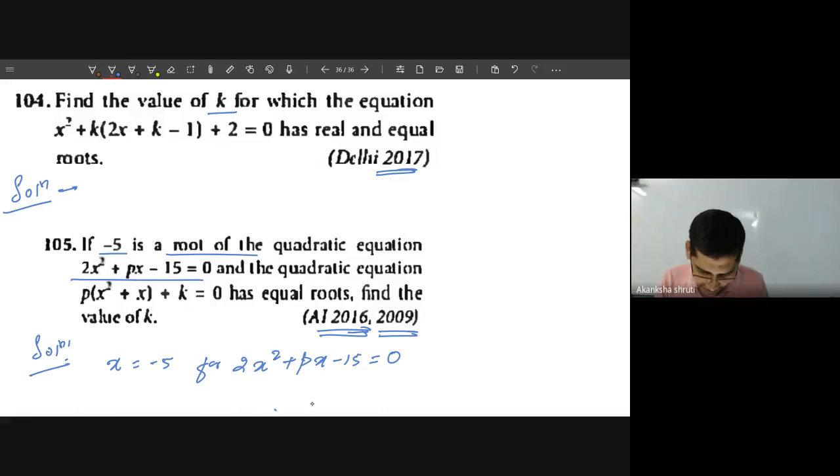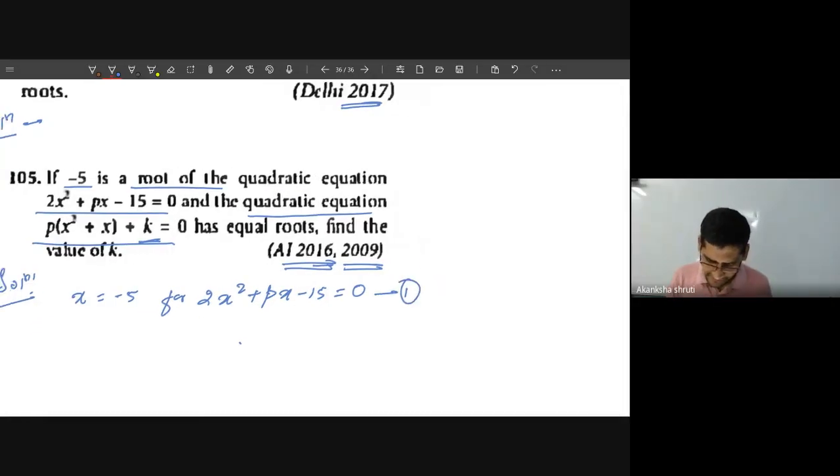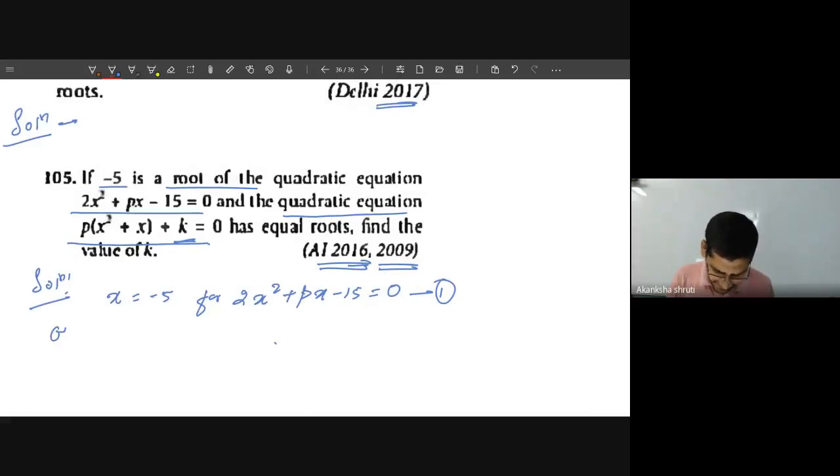Now the other quadratic equation is given. It is this one. For this you have to calculate the value of k. So other, consider this as 1. So other equation is p of x square plus x plus k is equated to 0.